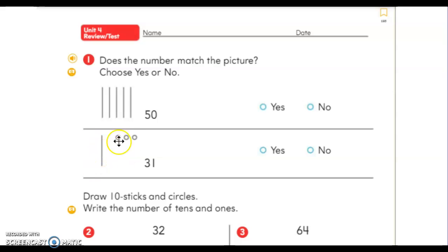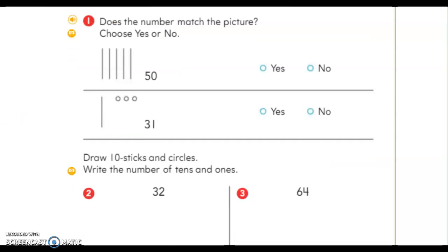Same thing for this one. Decide, does this match with this? If it's a yes, color it in. If it's a no, color it in.